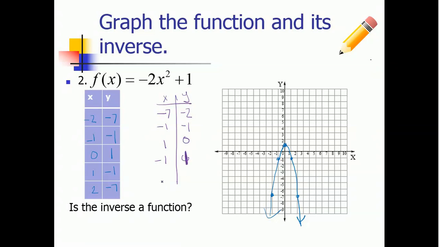Oh, that should be a 1. See, that's why I definitely write my chart here. So negative 7, negative 1. Negative 1, negative 1. Look, they share a point. That's kind of cool. 1, 0.